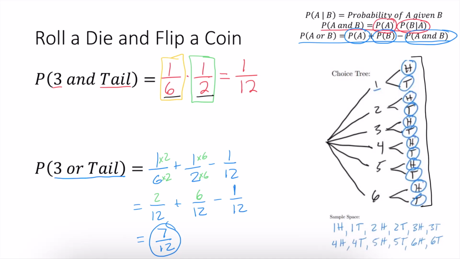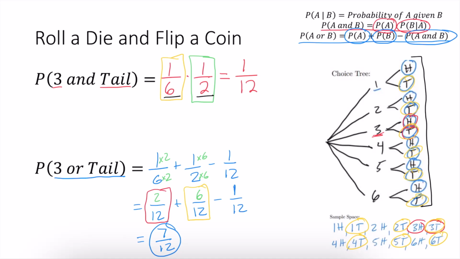Because basically, this 2/12 is referring to the 2 possible outcomes that you have when you roll a 3, because that was the probability of just rolling the 3. So in our sample space, it's referring to these 2 outcomes out of the 12 that have a 3 as the result of the dice roll. Then this 6/12 is referring to all of the outcomes that have tails. So in our choice tree, it's referring to these branches. And in the sample space, which comes from the choice tree, it's referring to all of these outcomes.